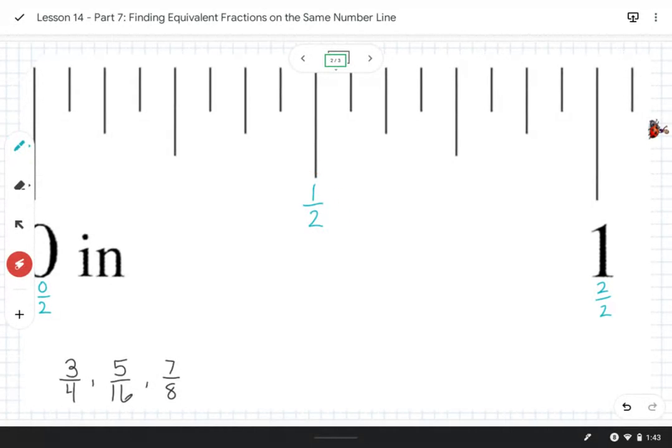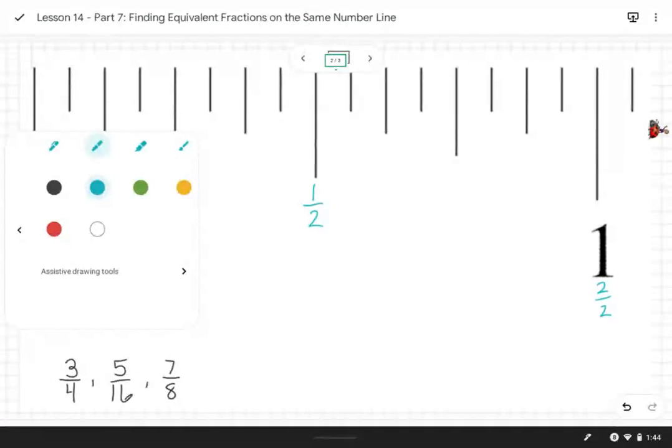Now, if we take a look next at the next longest lines here and here, we can see that if we use those lines and count, they break this inch up into fourths. Check it out. Ready? 1. And then we go to half. That's 2 fourths. That's 2, 3, 4. So we're going to label these lines with fourths.